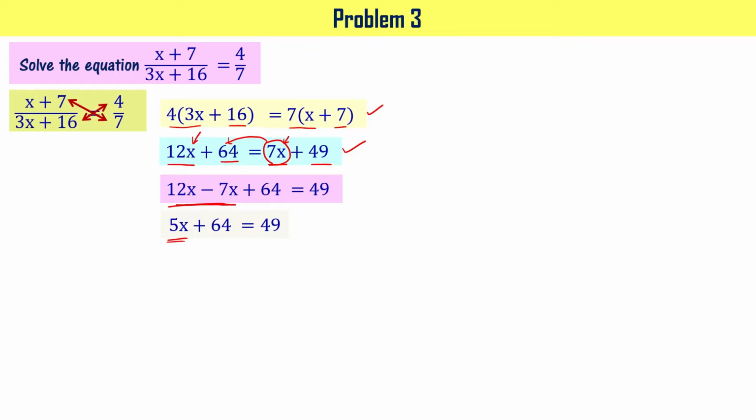This is the linear equation containing the variable on only one side of the equation. We know how to solve this, right? For that, we transpose plus 64 onto the other side. When you do that, it becomes minus 64, right? So 5x equal to 49 minus 64. Let's simplify this. 5x equal to minus 15.